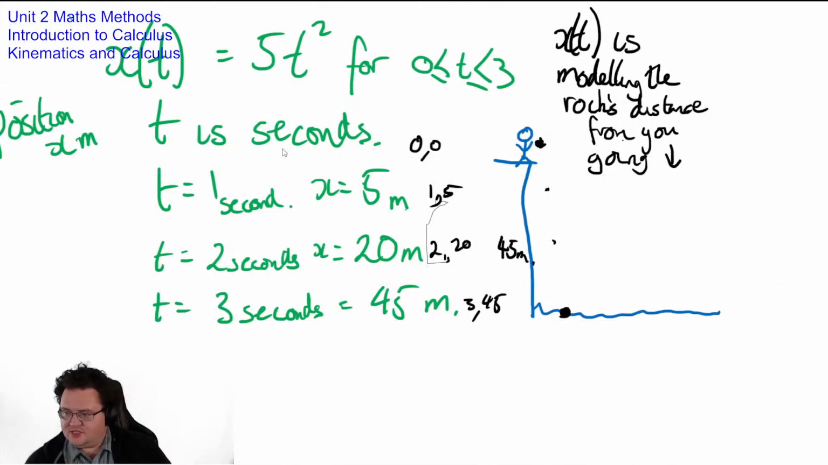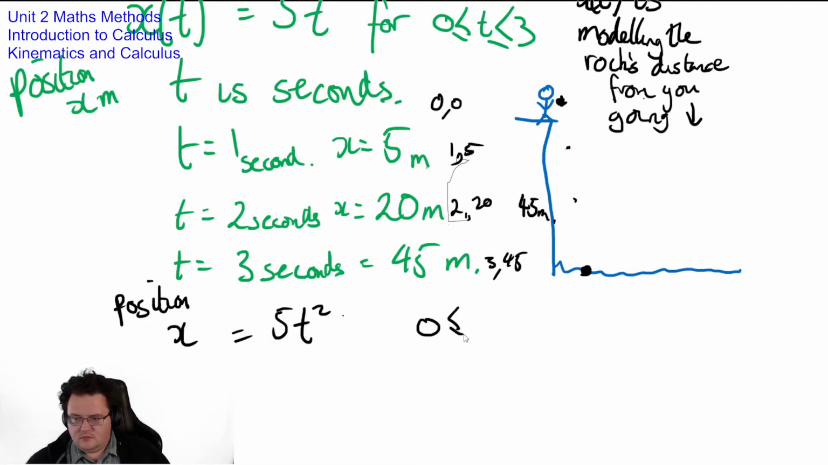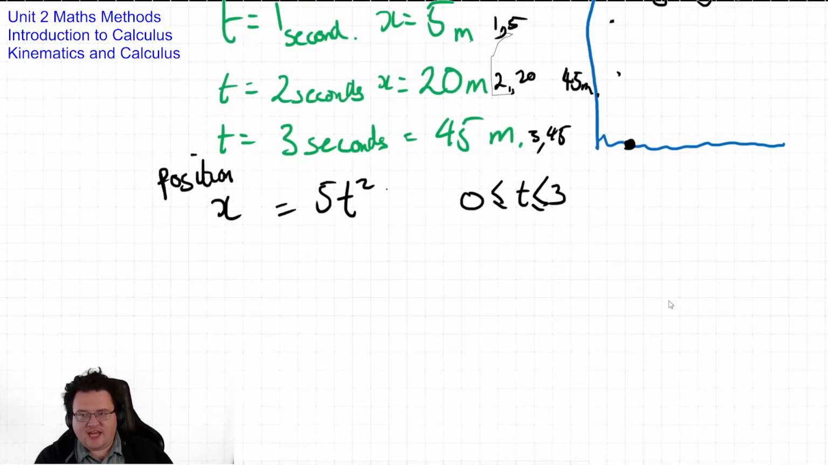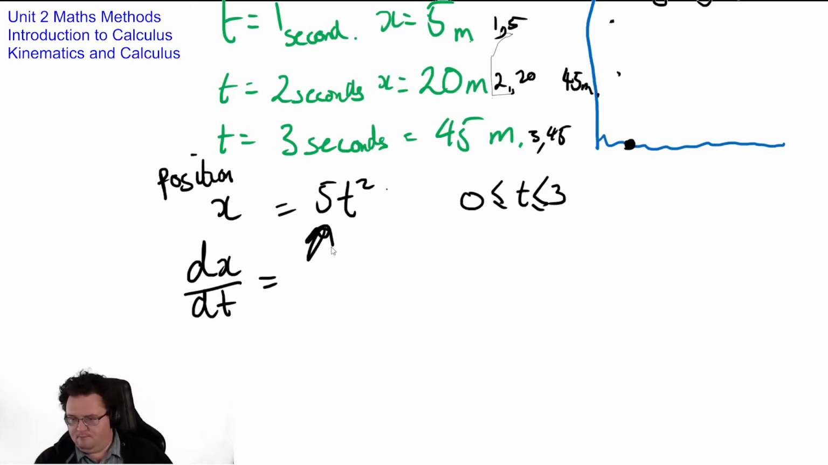So what's going to happen is that too. This is a little bit of intersection between what methods needs and what's done in specialist. So if I have position x at 5t squared, the cool thing is that I can get the speed of the rock by taking the differential of the position. So if I do dx/dt, I can get the speed of that rock at that time. Because what is speed? Speed is the amount of change in distance compared to time. It's a rate of change.